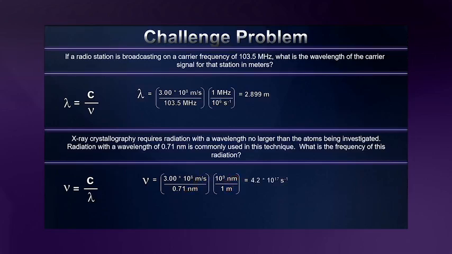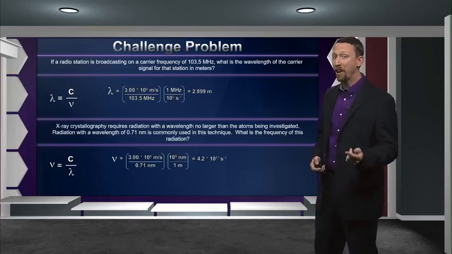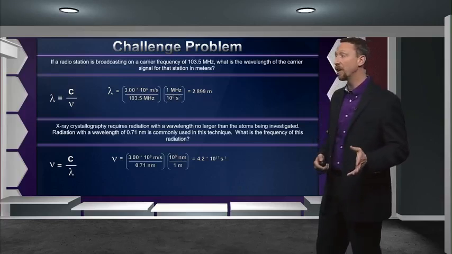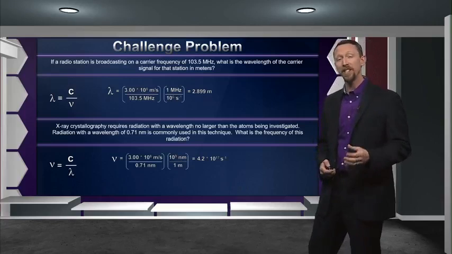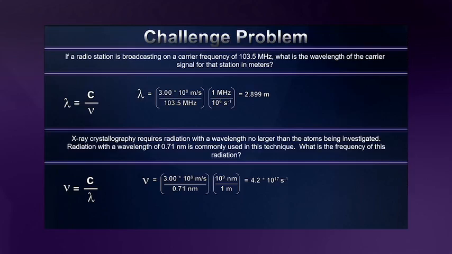And the answer that I get is 4.2 times 10 to the 17th hertz. That's 420 petahertz. Not megahertz, not gigahertz, not even terahertz, but 420 petahertz. Nearly a billion cycles per second pass by when one of these X-rays is moving.